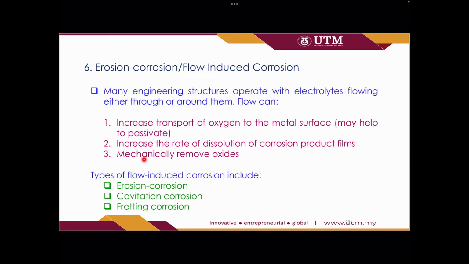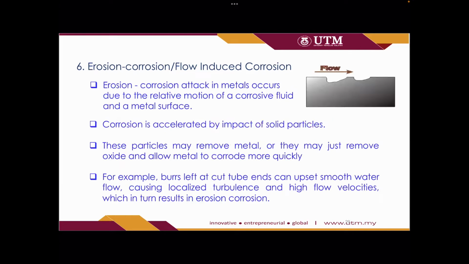So in fact, if a corrosion protection is applied where oxide films are developed on the surface of the metal, this flow can mechanically remove this oxide layer. Okay, so the types of flow-induced corrosion include erosion corrosion, cavitation, and fretting corrosion. So look at the first one, which is erosion corrosion.